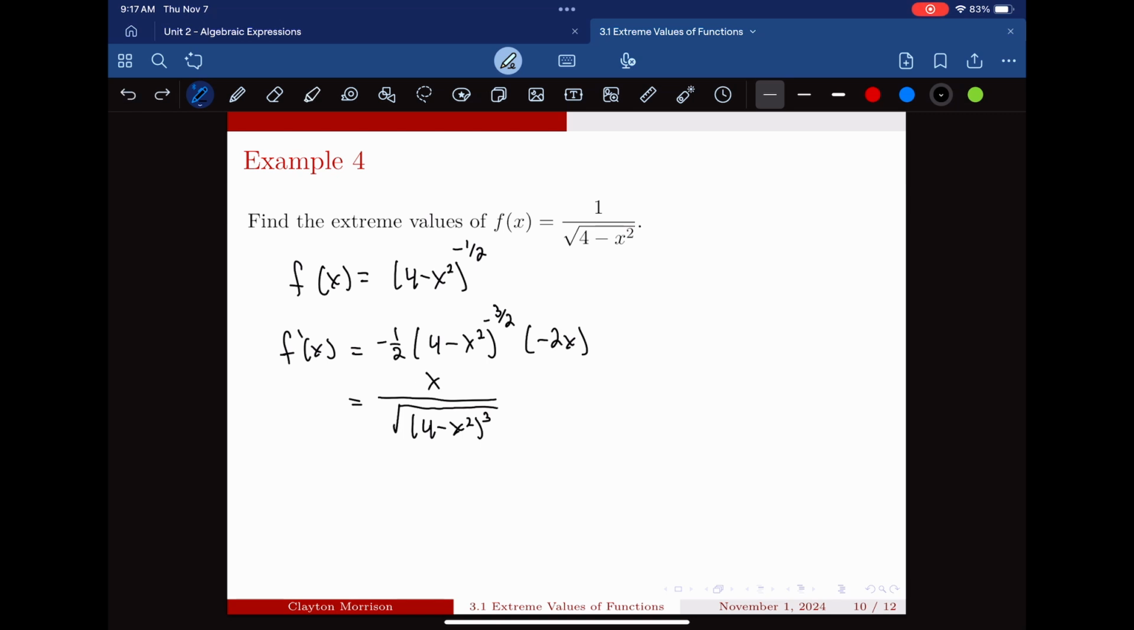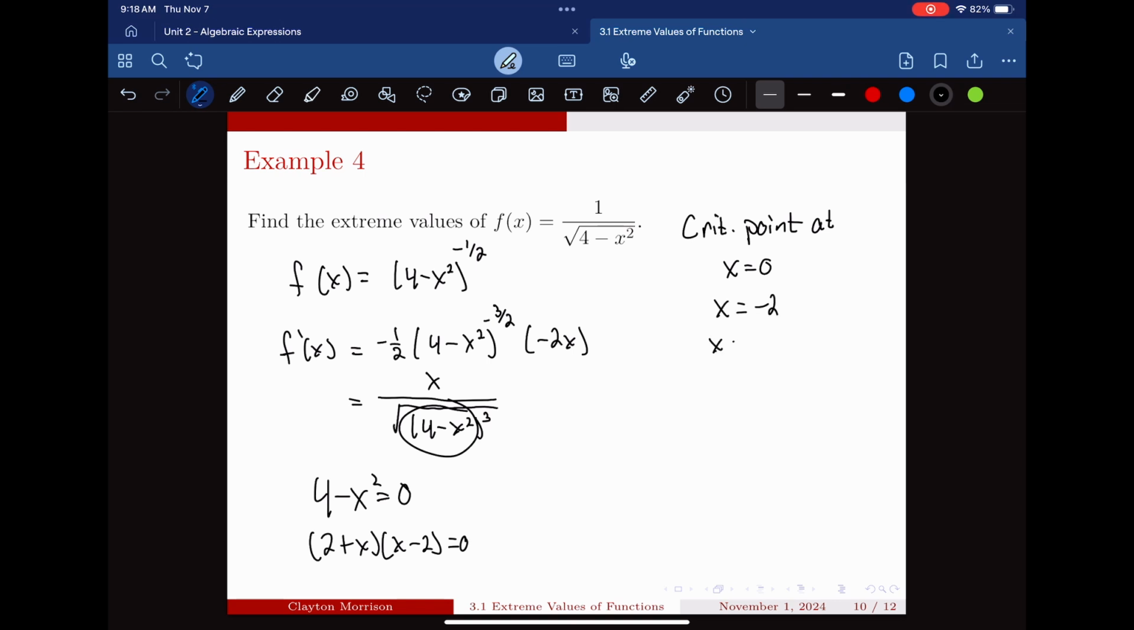So we have to say, hey, you have a critical point at x equals 0. But then we also have to figure out where our derivative is going to be non-existent as well. So we want to look at the bottom here, and you want to say, hey, when is 4 minus x squared going to be equal to 0? And that's just a difference of squares. So it's going to be 2 and negative 2. So you have a critical point at negative 2 and at positive 2 as well.